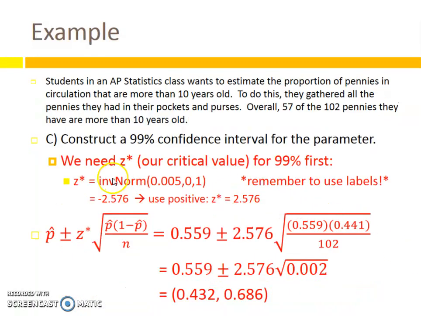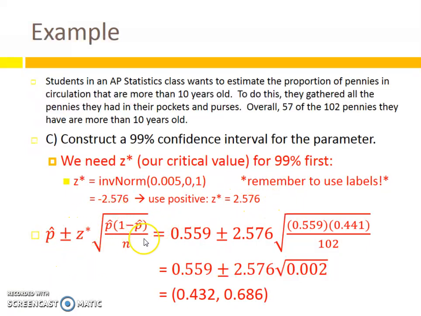So, the first thing you need to do is to find the critical value. Like I said, if you don't remember it, you can use inverse norm. When you do inverse norm, this section here is my area. This is my mean and my standard deviation. So you get a z-score of negative 2.576-ish. We'll use the positive version of that, positive 2.576.